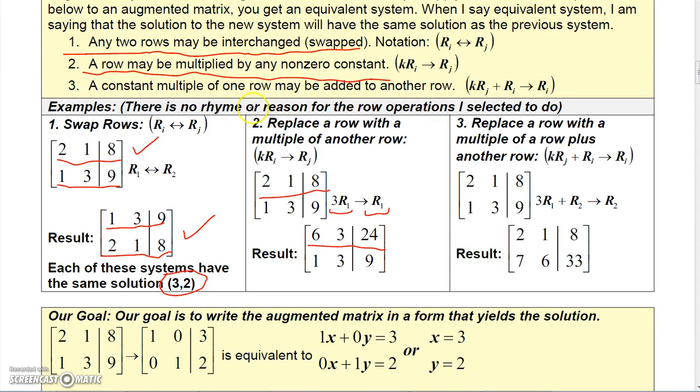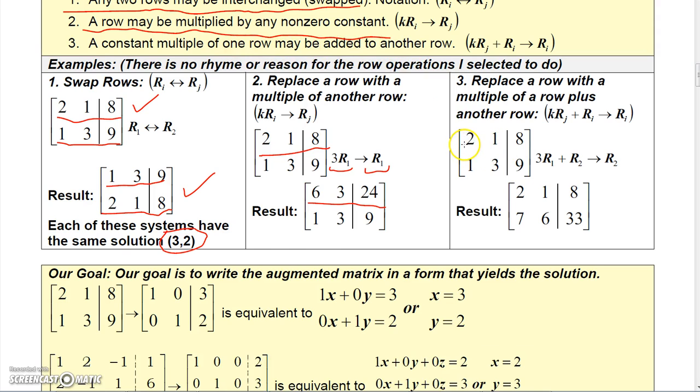And then the last one, this is a little more complicated. You can take a multiple of one row and add it to another row. So let's say I wanted to multiply row 1 by 3. Now I'm not going to change row 1. I'm just going to multiply it by 3. So let's say I multiplied it by 3, so that would give me 6, 3, and 24. And then let's say I wanted to add that to row 2. Well, if I add that to row 2, then 6 plus 1 would be 7. And I'm going to put the result in row 2. 3 plus 3 would be 6, and 24 plus 9 would be 33.